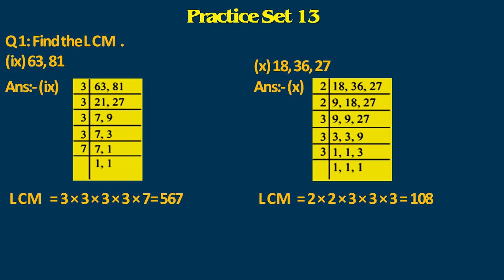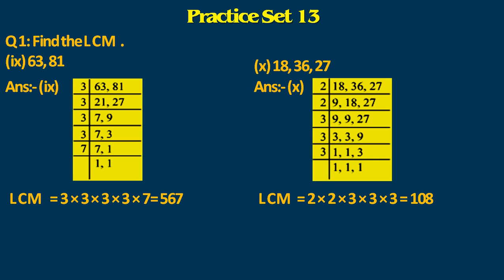Now another example, 63 and 81. Now 3 is common for 63 and 81. 3 21s are 63. 3 27s are 81. Next line you can see 21 and 27. Again it is divisible by 3. 3 7s are 21. 3 9s are 27. 7 and 9.